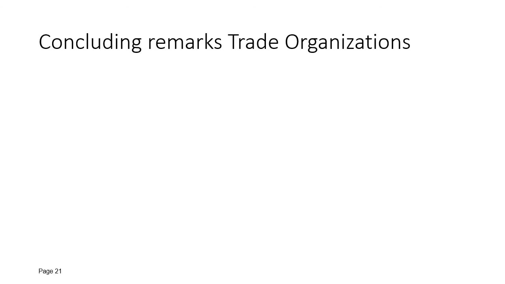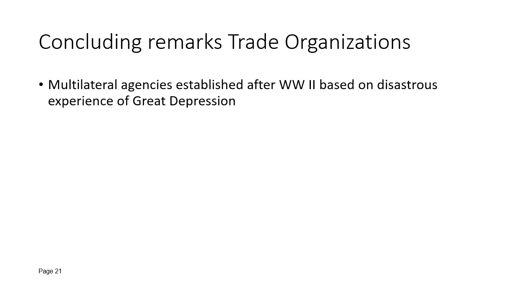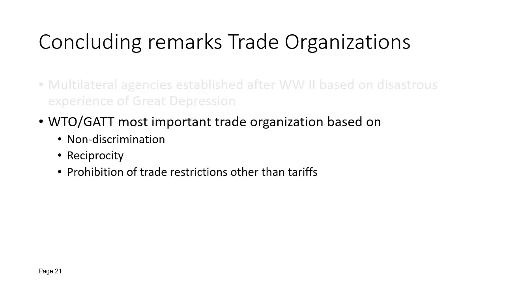Finally, some concluding remarks. Multilateral agencies played a big role in shaping world trade, especially after the Great Depression and after World War II. We also looked at the WTO and GATT, and we looked at the key principles of non-discrimination, reciprocity, and prohibition of trade restriction other than tariffs. We looked at those concepts. And if you remember, non-discrimination was the idea that whenever you put in place a favor towards another country, you need to give that favor to all other countries.